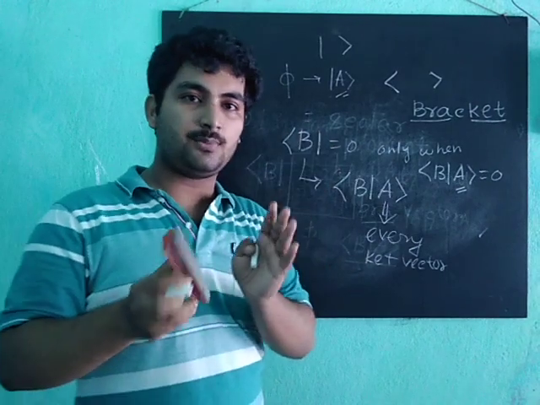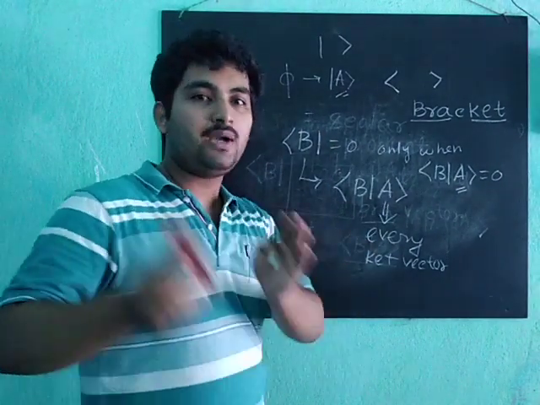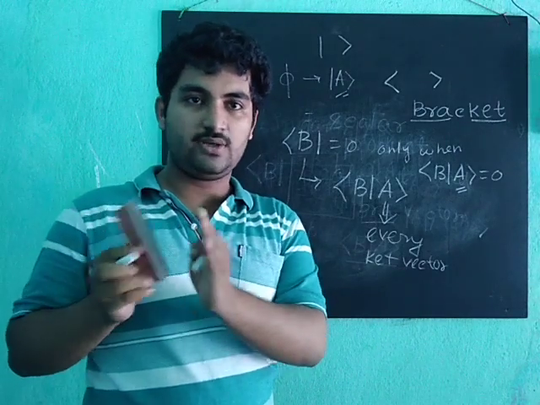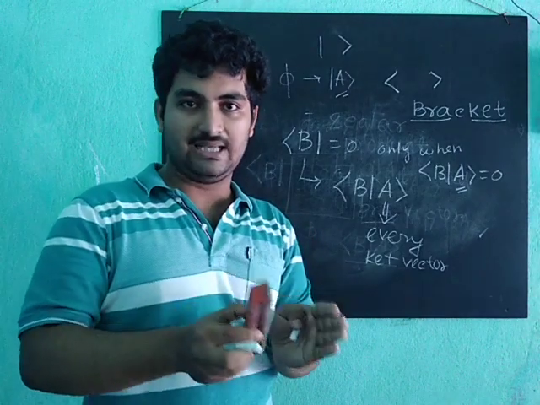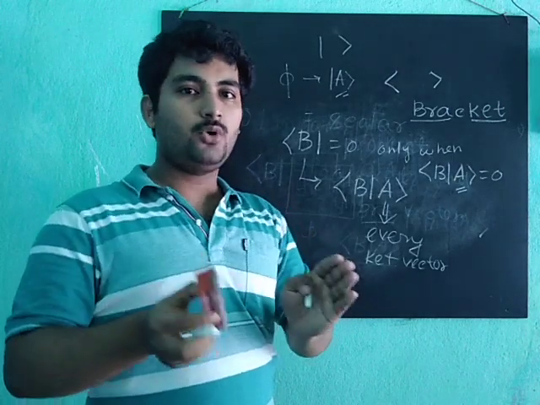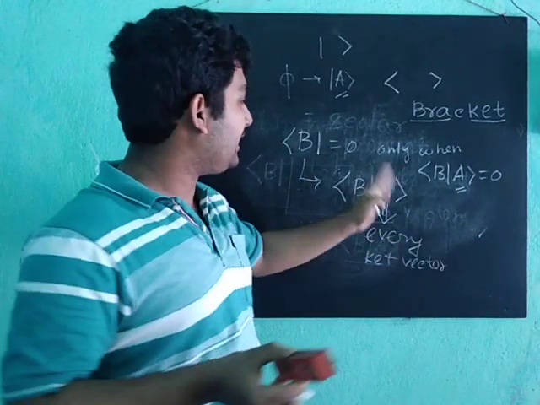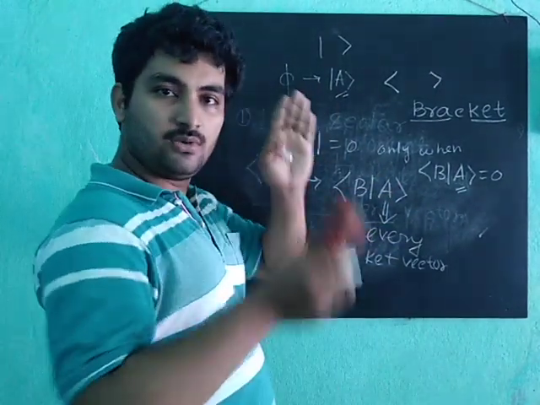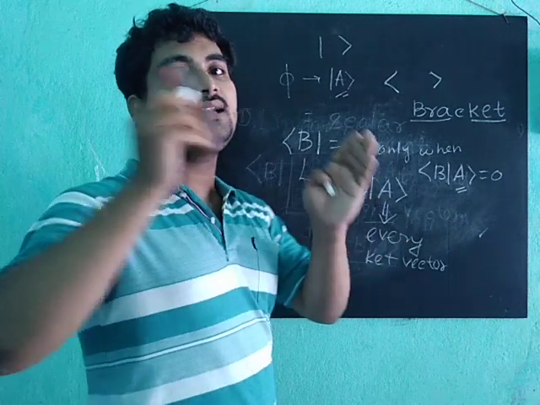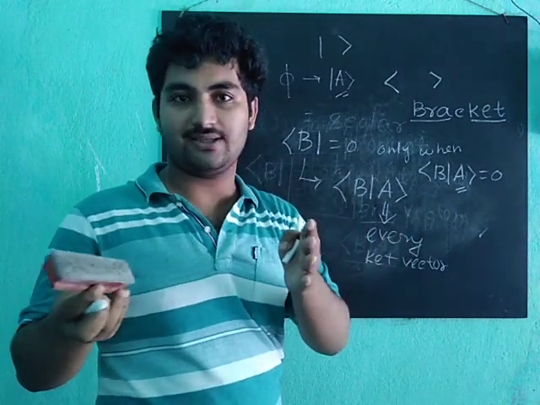Now I have told you about the properties of this bra vector. I have introduced the bra vector. Now what is the connection between a ket vector and a bra vector? The only connection that I have told so far is that a bra vector, when taken as a scalar product with a ket vector, gives a number phi. This is the only connection that I have told. Now there is a deep connection between them. So what are the connections?